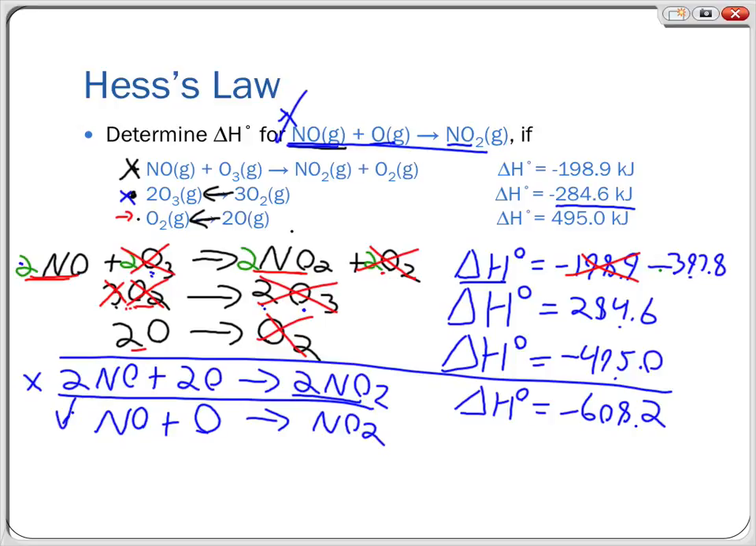And so to do that, we divide it all by 2, so delta H naught is also going to be divided by 2. So we'll take the 608.2 divided by 2, and we get negative 304.1 kilojoules per mole, and that is going to be our final heat of reaction for this NO plus O yields NO2 reaction.